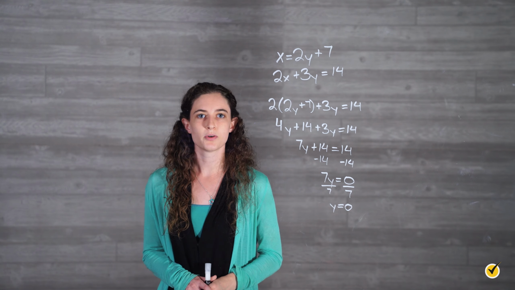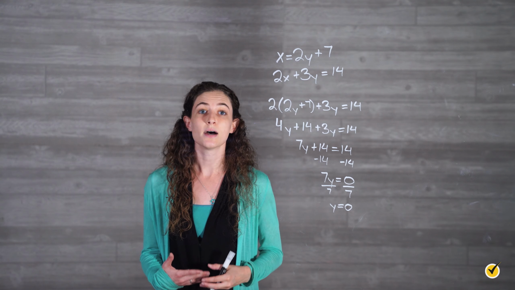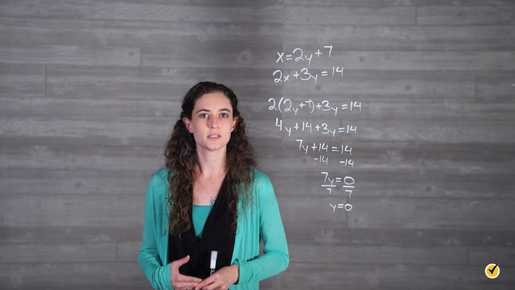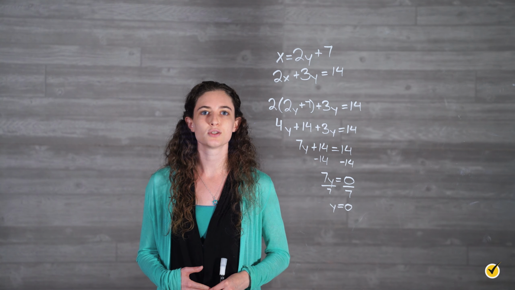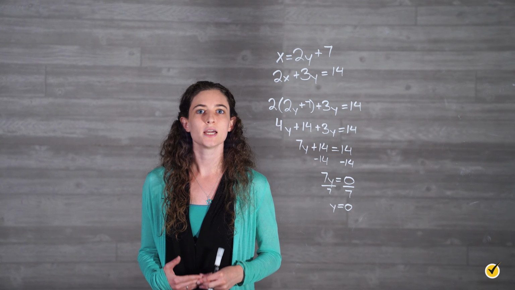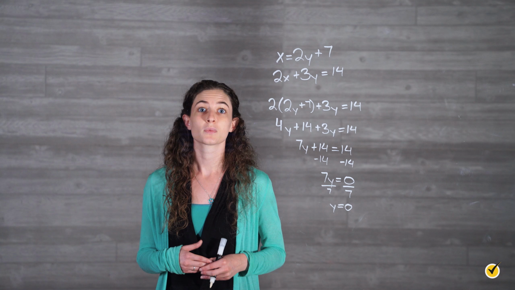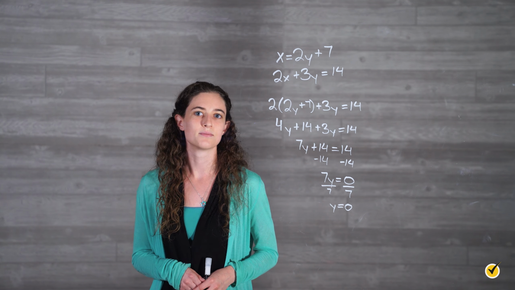Remember, solving a system of equations means finding the point where the two equations intersect. That means that we only have half of our answer. Our y-coordinate for this point is 0, but we still need to find our x-coordinate. We do this by substituting our newly found y value in for y in either of our original equations and solving for x. I'm going to use our first equation because it will take less manipulating to get our x.